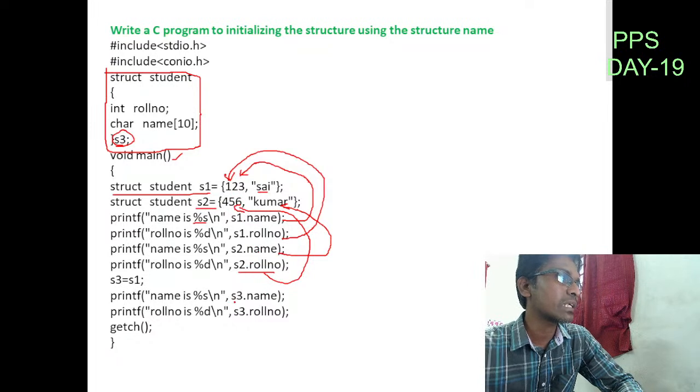So what about S3? I'm not going to initialize the S3 variable. So I don't know what the roll number for S3 is, and I don't know what the name for S3 is.